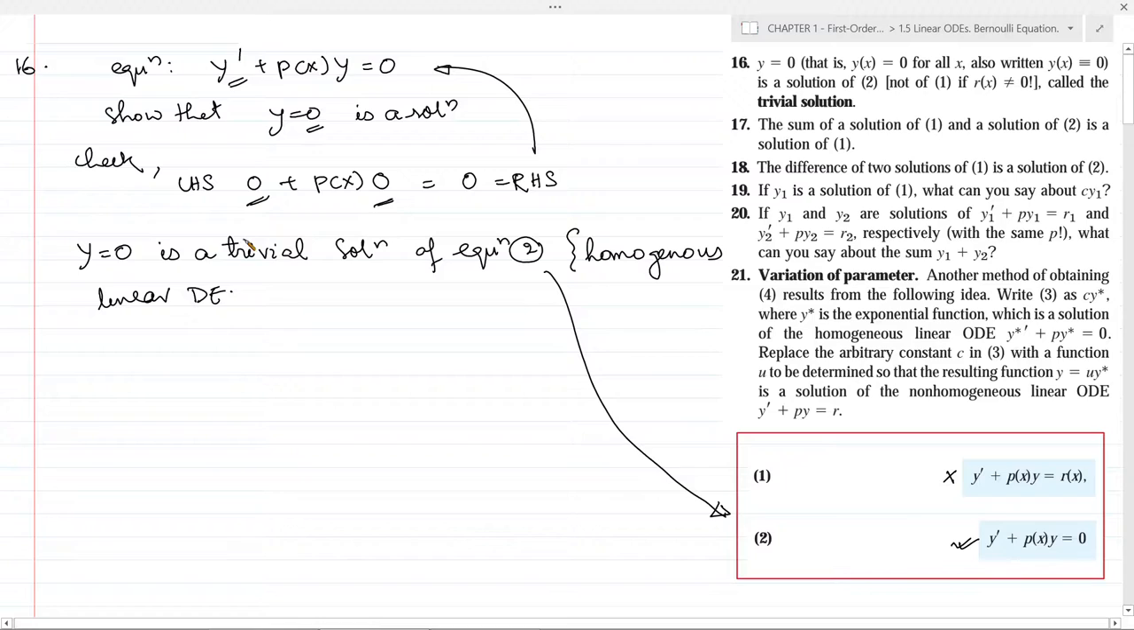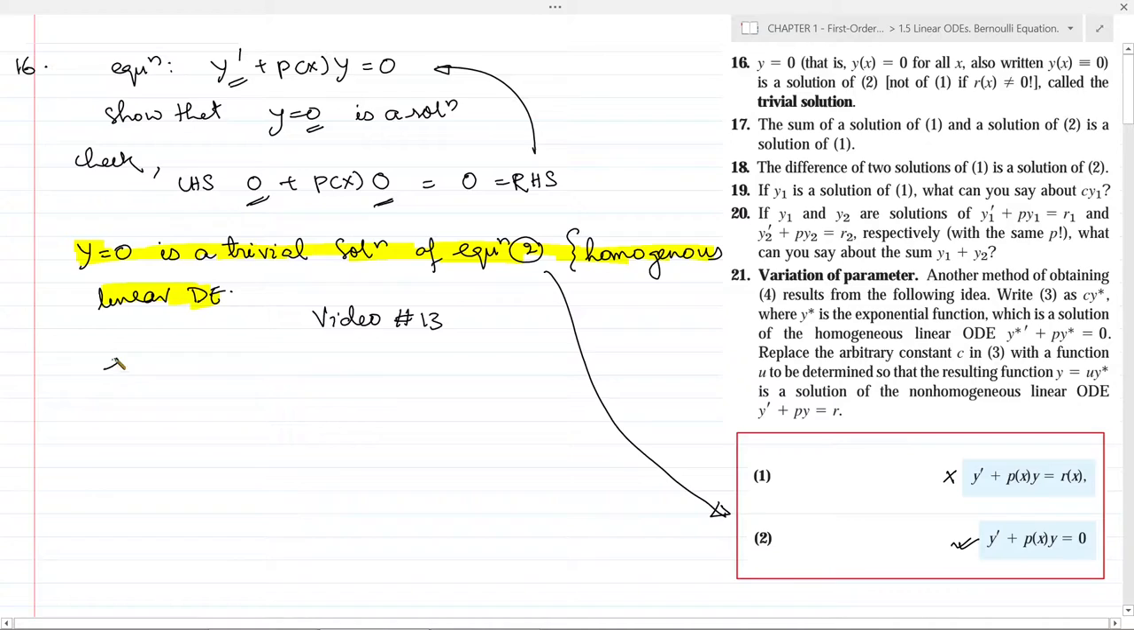So, this is a property that you can remember, that for a homogeneous linear differential equation, we have a trivial solution which is y equal to 0. We have already discussed this property in the introduction of video number 13 of this Kreyszig series. Next, we have to show that y equal to 0 is not a solution of equation 1 from the book, that is, of the non-homogeneous linear DE.